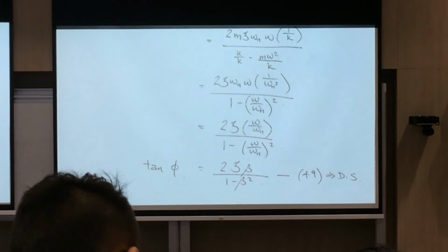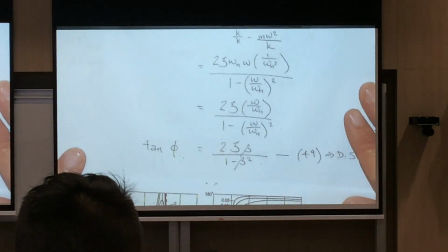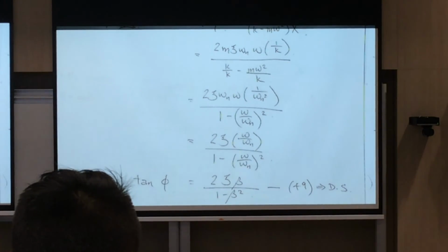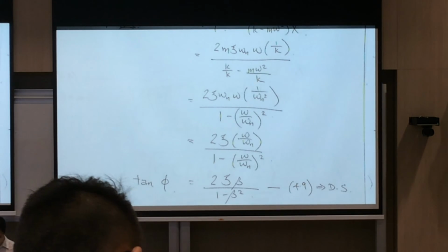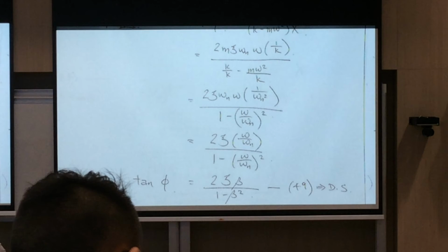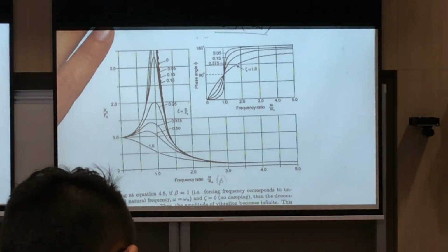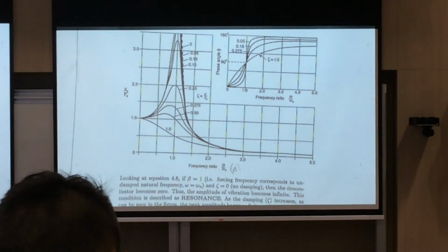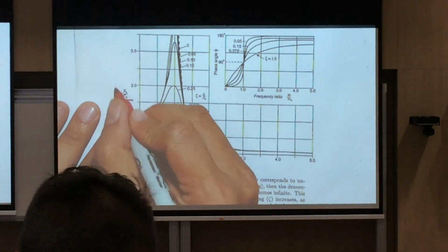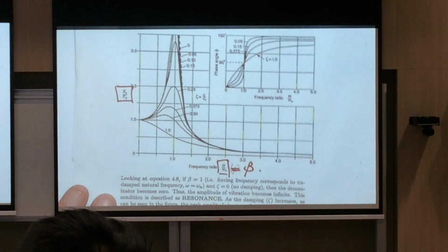Right, finally, let's look at how the graph will look like if we were to plot x over FO against our frequency ratio. If you were to turn to page 28 of your notes, right, so let's look at this graph here. What we are doing here is we are plotting the amplitude S over FO over frequency ratio, which is equal to beta, omega over omega n. Right?